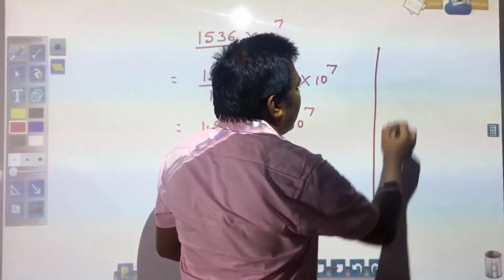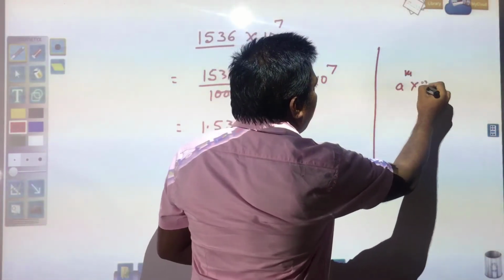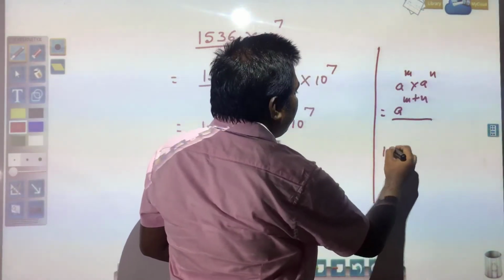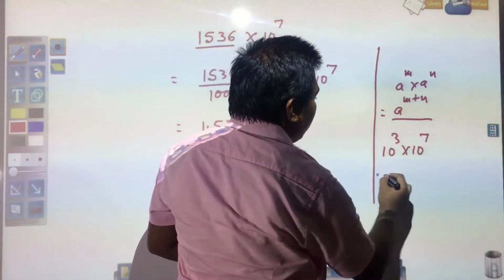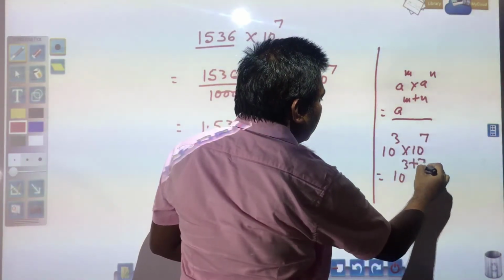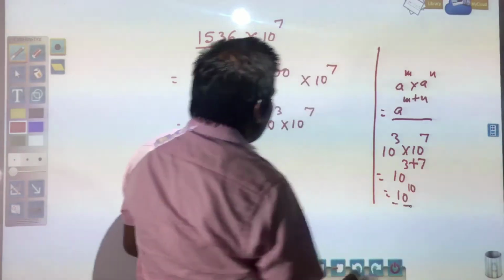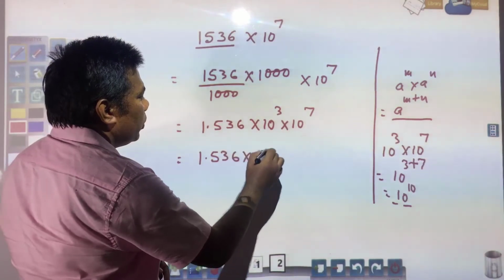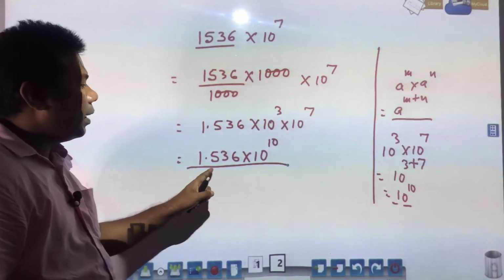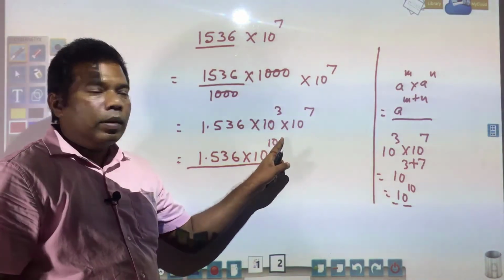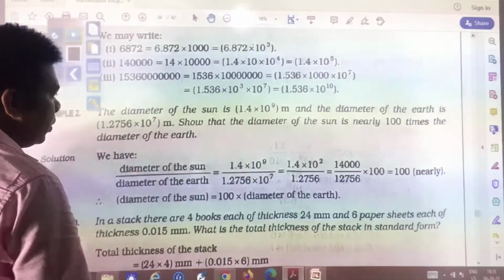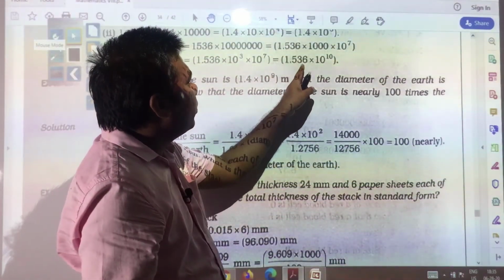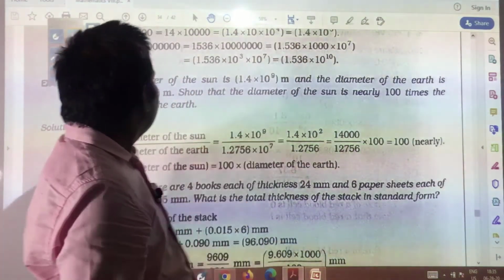You have learnt the formula a to the power m into a to the power n is equal to a to the power m plus n. So here you see 10 to the power 3 into 10 to the power 7 can be written as 10 to the power 3 plus 7, which means 10 to the power 10. So now it can be written as 1.536 into 10 to the power 10. Now this is in standard form as m into 10 to the power n. In the same way it has been done: 1.536 into 10 to the power 10.